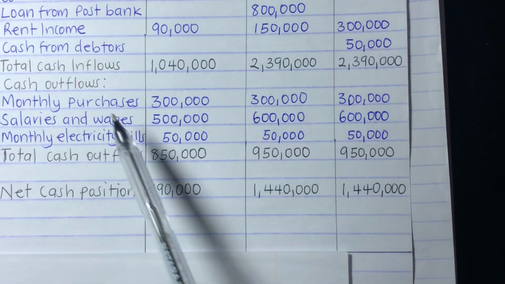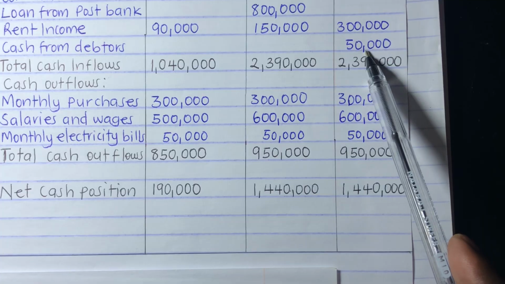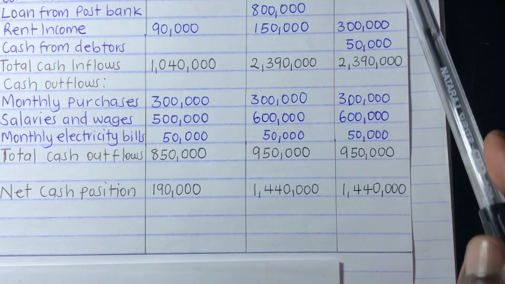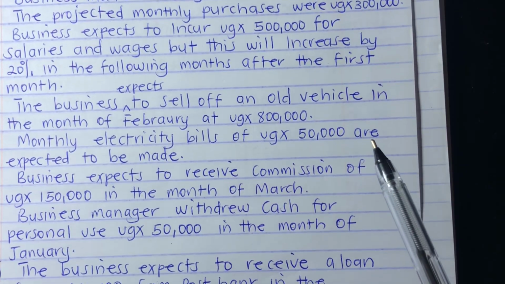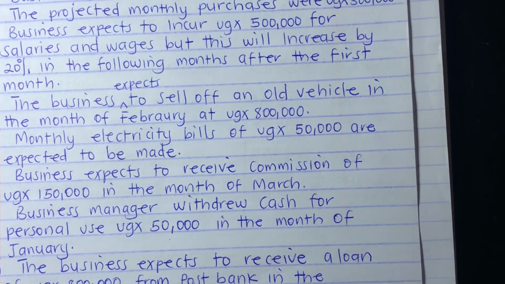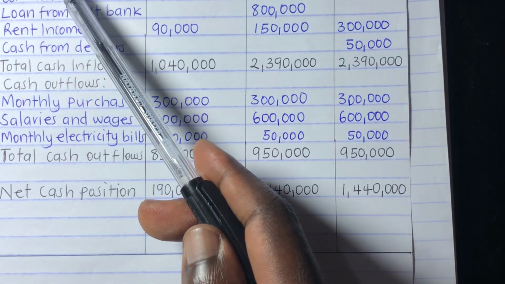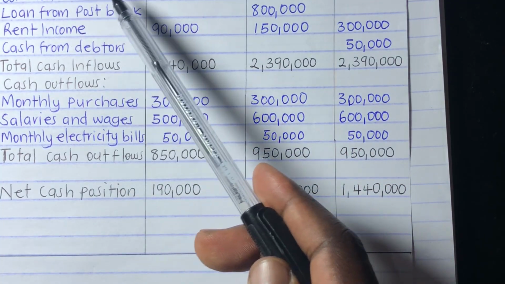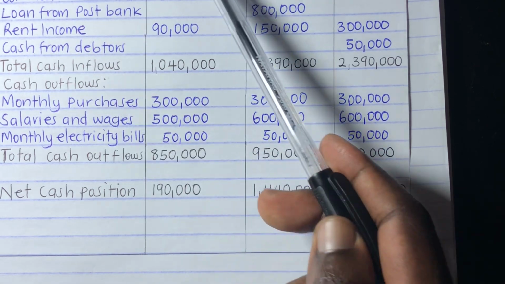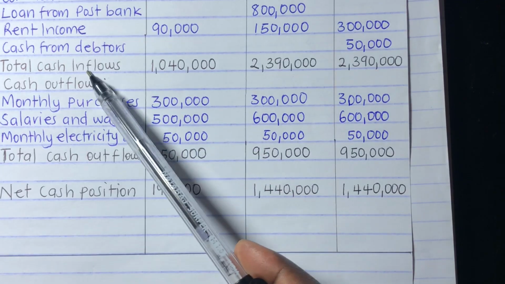So we are going to record cash from debtors. It received 50,000 in the month of March. Okay, now if you look at our question here, we are done with the cash inflow. Now, after dealing with the cash inflows in our questions, monthly cash sales, sale of old vehicle, and all that, we add up in the first month. Don't add up these other months. First add up in the first month.